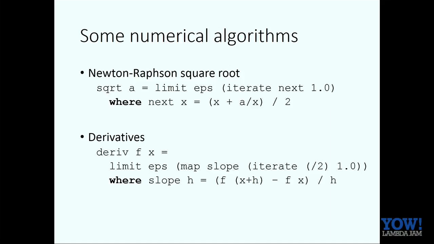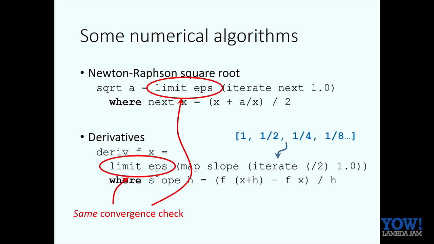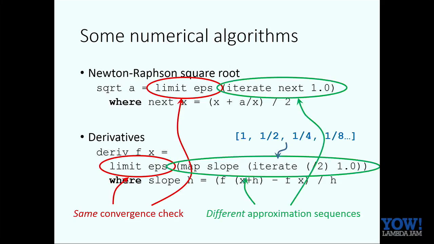And now, to compute the derivative, I can just compute a decreasing sequence of h's. I've chosen to take one and then halve it at each step. Compute slope with each of these h's, and then take the limit. And it's the same code for taking the limit and doing the convergence check in both cases, even though the approximations are constructed quite differently. I thought that was great.